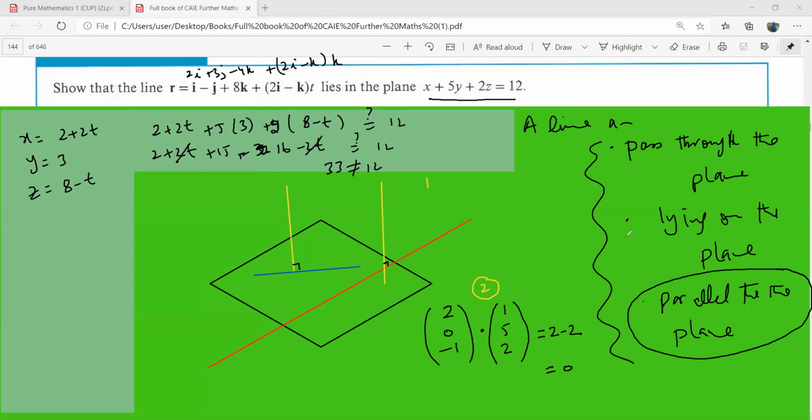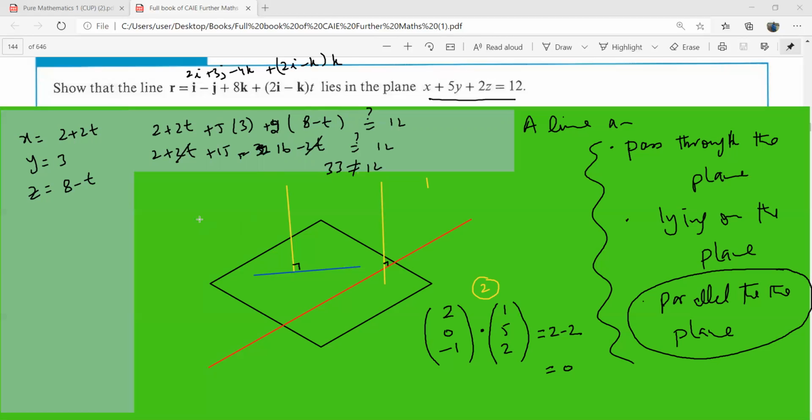Okay? Now the third case, when your line is passing through the plane. Guess what would happen in the third case? None of these would be the same. Its dot product wouldn't be 0, and nor would we get an identity either. If you substitute x, y, z into the plane, what will happen? We won't get an identity. We'll get the same sort of thing, 33 is equal to 12, there will be no identity.